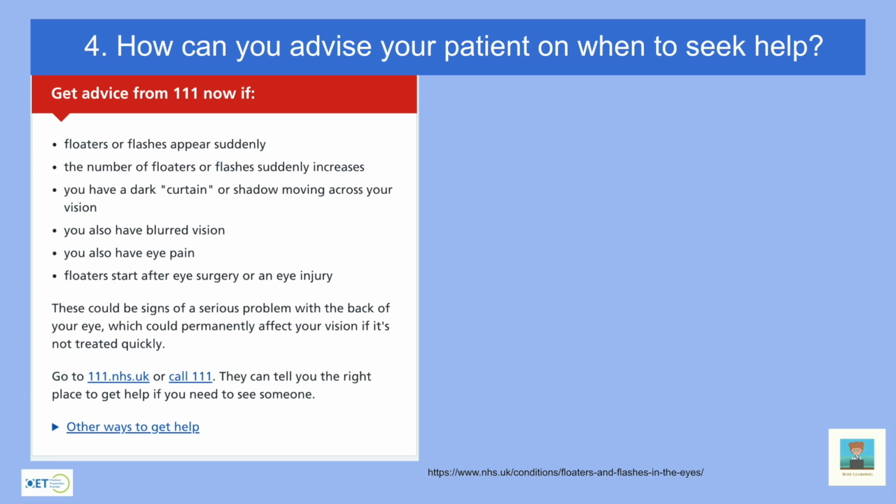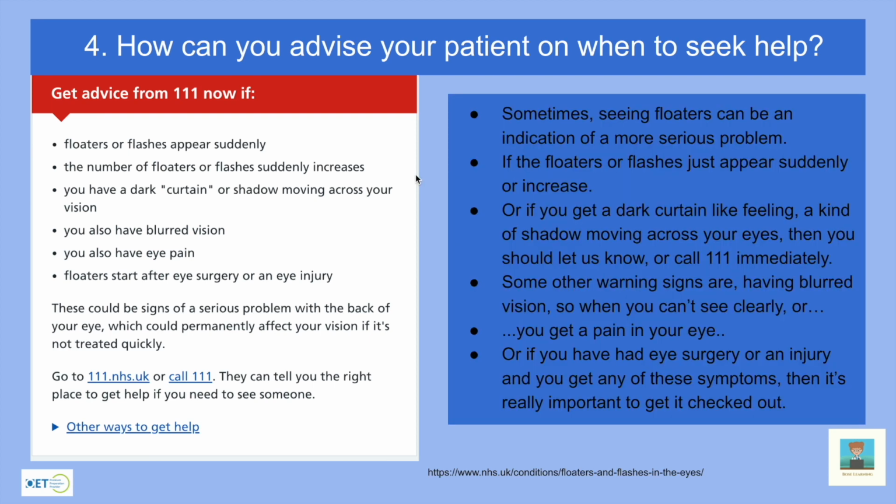So we have a whole list of bullet points here, but how can you put these bullet points into nice phrases to explain to your patient? Here are some ideas. Sometimes seeing floaters can be an indication of a more serious problem. If the floaters or flashes just appear suddenly or increase, or if you get a dark curtain-like feeling, a kind of shadow moving across your eyes, then you should let us know or call 111 immediately.